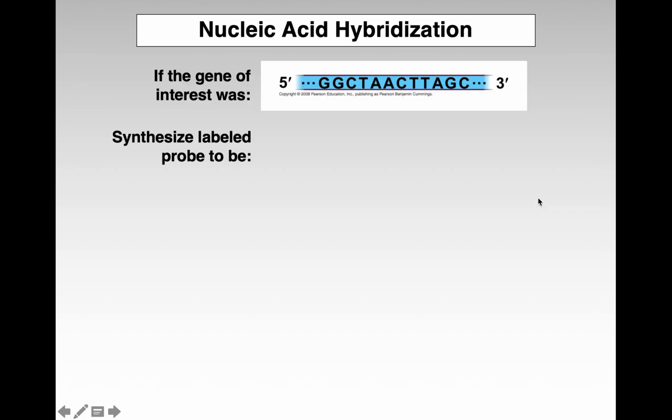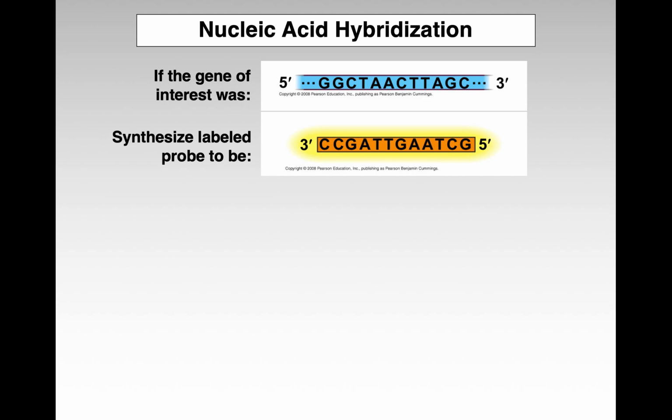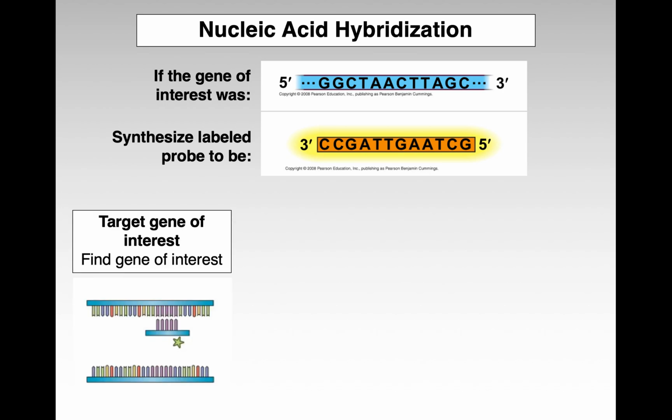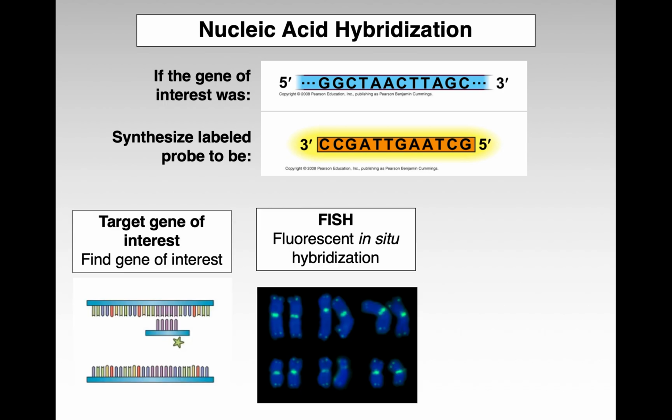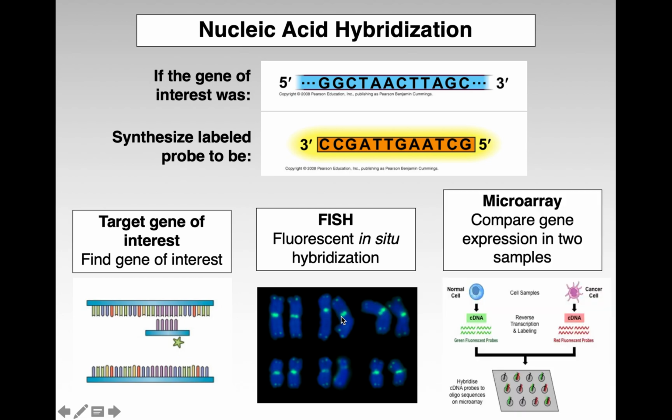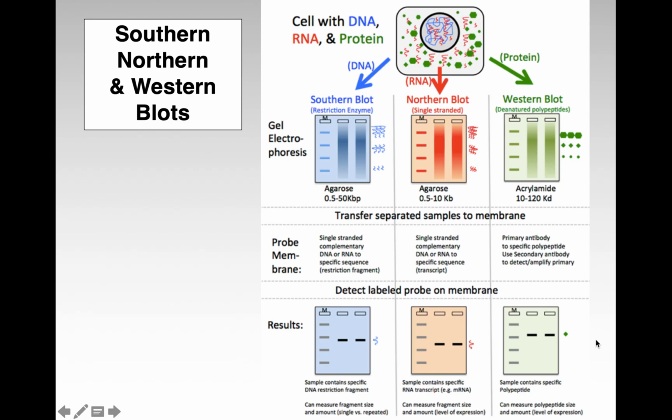Nucleic acid hybridization is all about using the power of complementary base pairing, which again is driven by hydrogen bonding. So you can look at the target gene by putting a little fluorescent tag on them. You can look in vivo, so like in living cells. And you can also use microarrays, which compare the expression of genes in two samples. And again, when I mean expression, I mean what mRNAs are expressed in normal cells versus cancer cells.